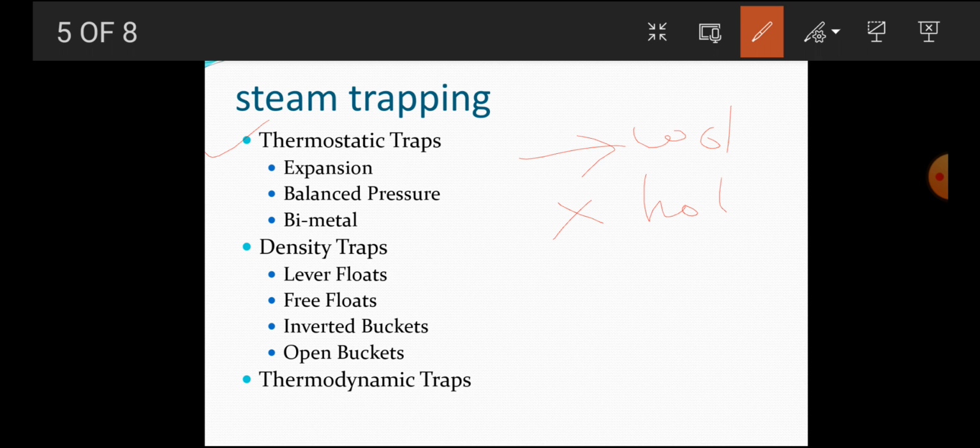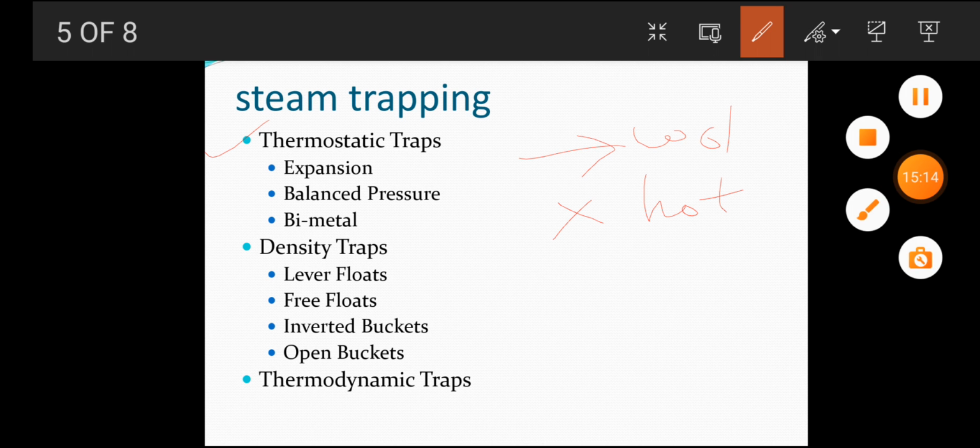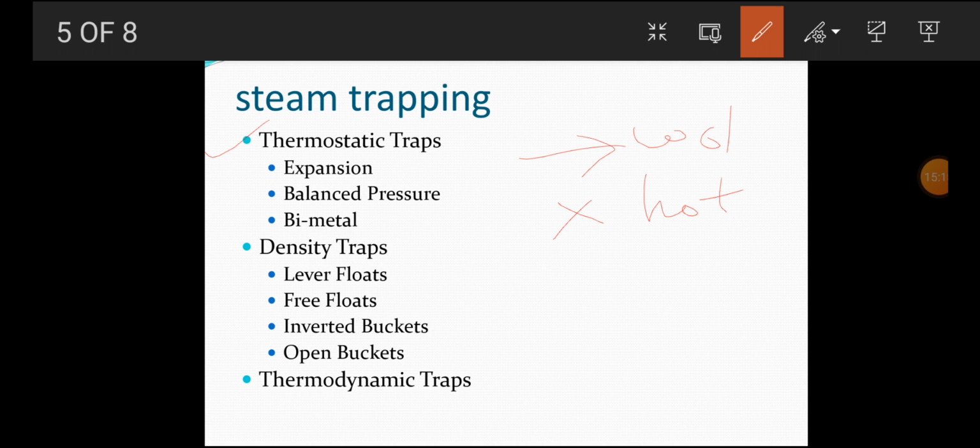The valve will open for cool fluid, and for hot fluid it will close. The intention is to open for cold condensate or air. So if air or condensate is there, their temperature will be less compared to the steam or hot condensate. The closure occurs when the fluid, typically hot condensate, has a temperature greater than or equal to a certain threshold value.